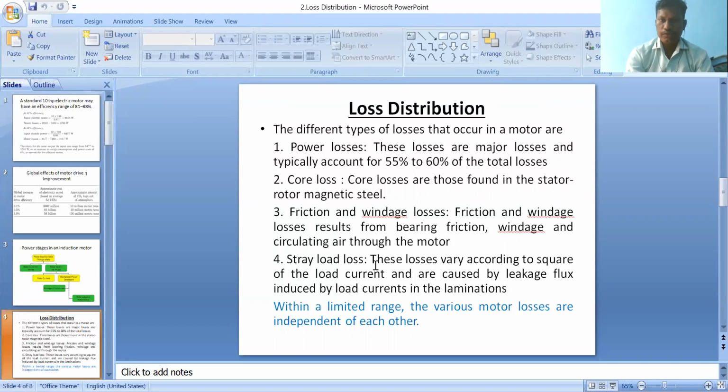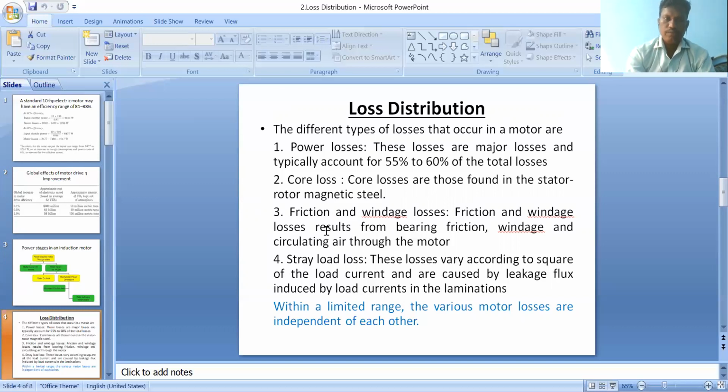What about stator losses? These losses vary according to the square of the load current. You know that equation, and they are caused by leakage flux induced by the load currents in the laminations. Okay, these losses are within a limited range. The various motor losses are independent of each other, and not the same for different types, that is 1 HP motor, 2 HP motor, 3 HP motor, 10 HP motor, like that. Not equal for the same losses in the different ratings of the motor.